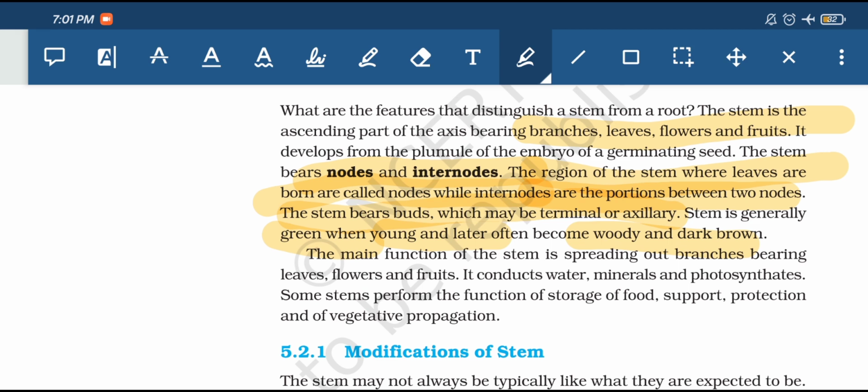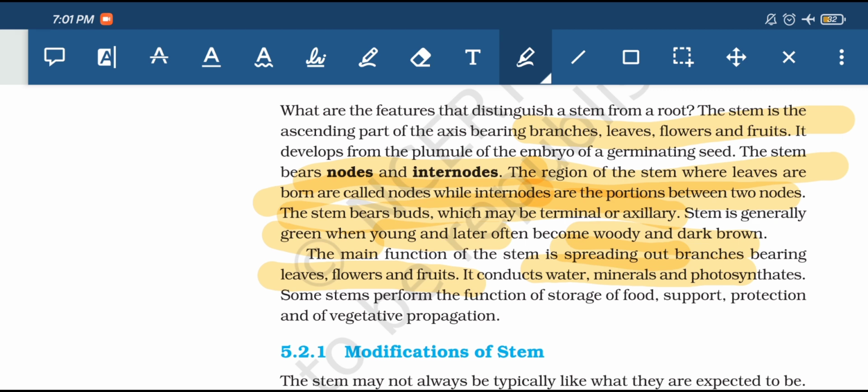But apart from these also, it does some more activities. One of the most important functions of the stem is conduction of water and minerals. This is also a very important point. So the main functions done by the stem are: they bear leaves, flowers and fruits, they help in spreading out, they conduct water and minerals, and also photosynthesis. Some younger stems do photosynthesis also.